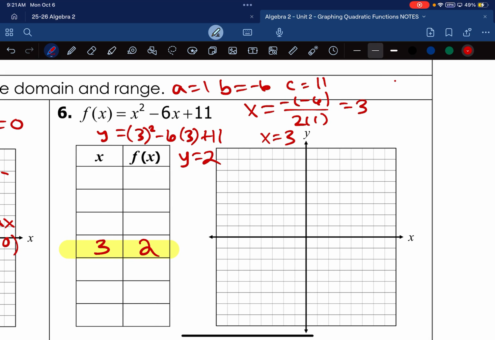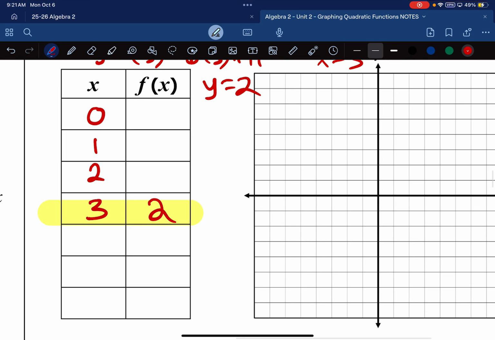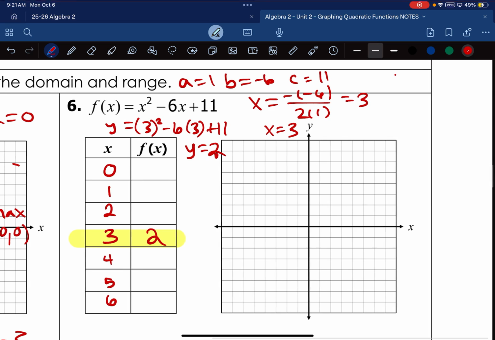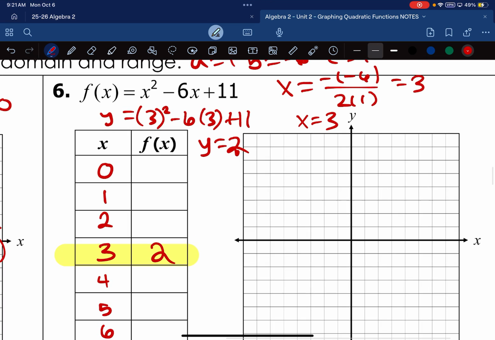The 3 numbers to the left would be 2, 1, and 0, counting down. The 3 numbers to the right, counting up, would be 4, 5, and 6. So x's, remember, we're just getting from the number line, the numbers to the left and the right of our vertex. The y values we have to calculate.